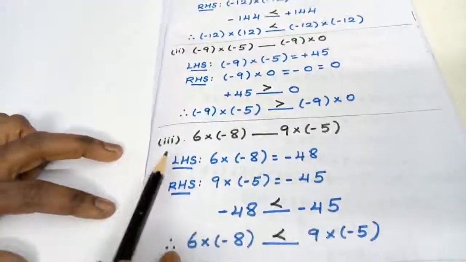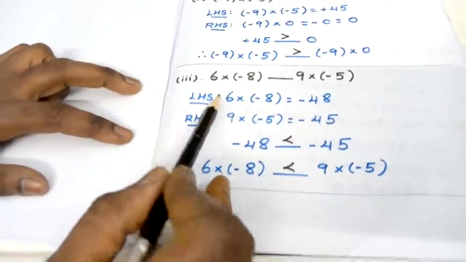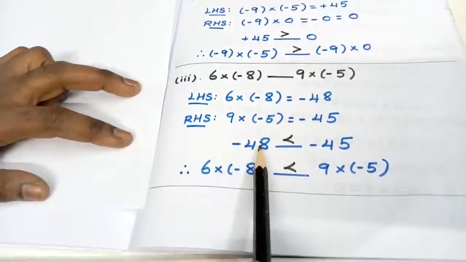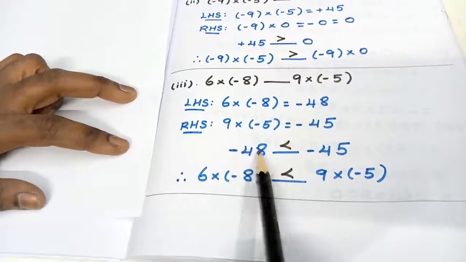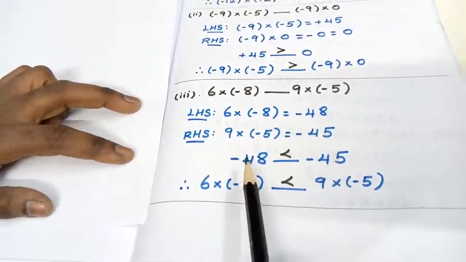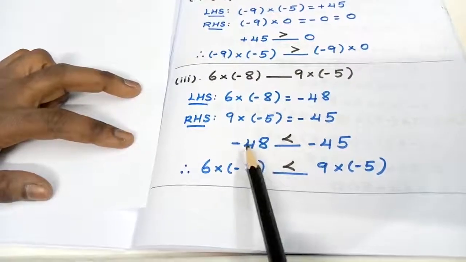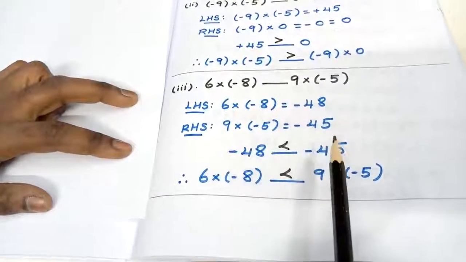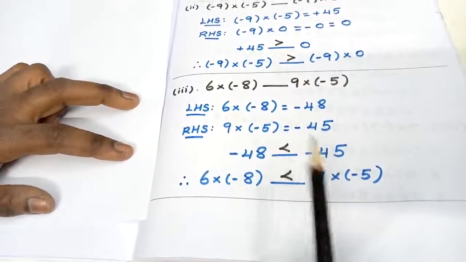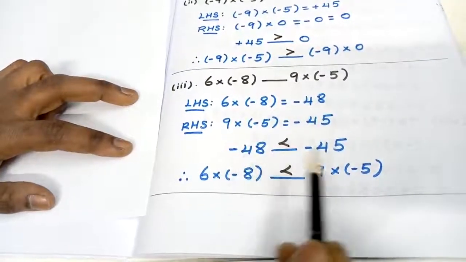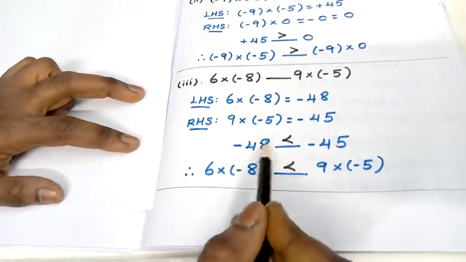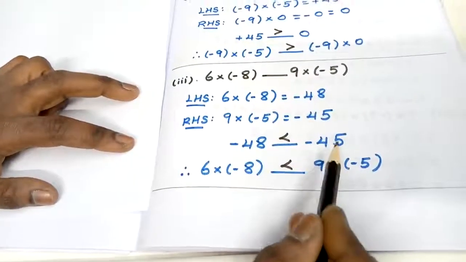Coming to question number 3. Left hand side, right hand side, take the value, students, calculate. I am getting it as minus 48 and minus 45. So in this case you are comparing two negative numbers. Which number is going to be the smallest number? That is minus 48. The smallest number here is minus 48 and the greatest number is minus 45.